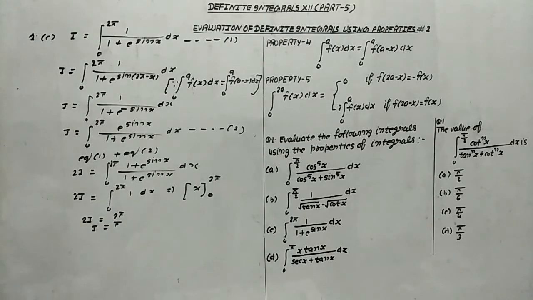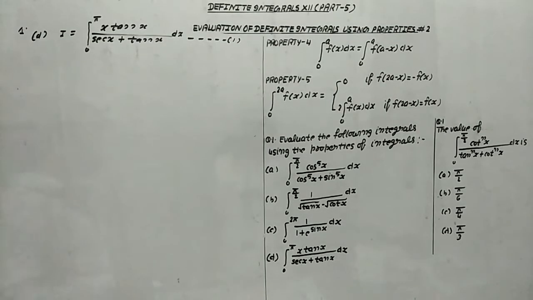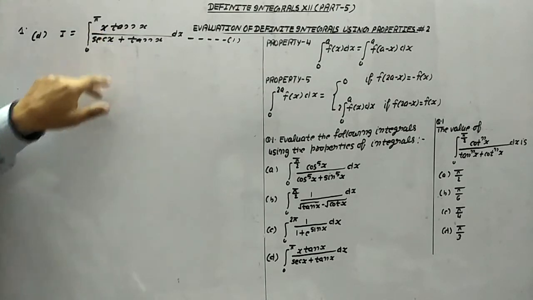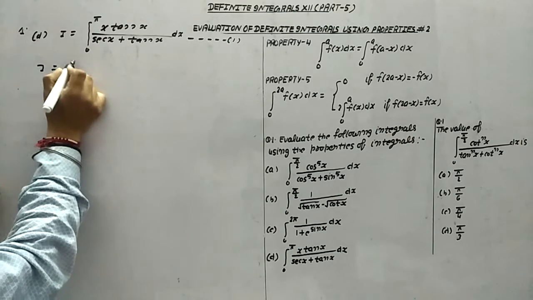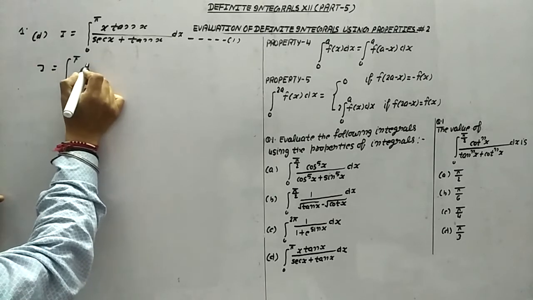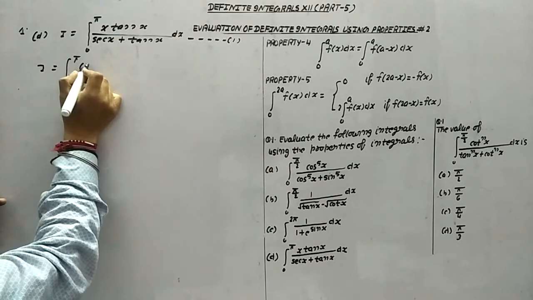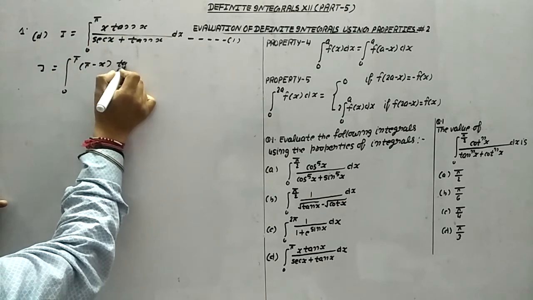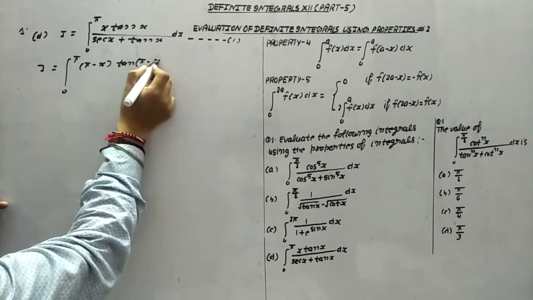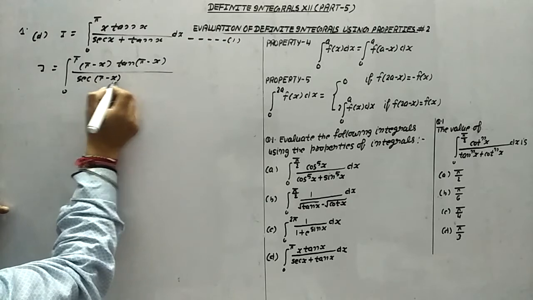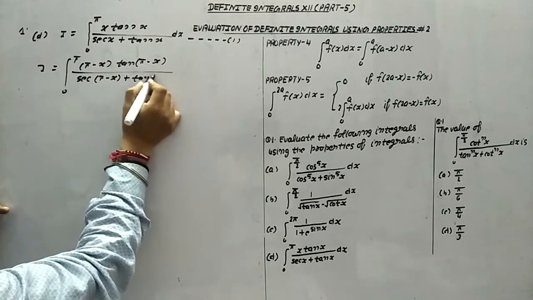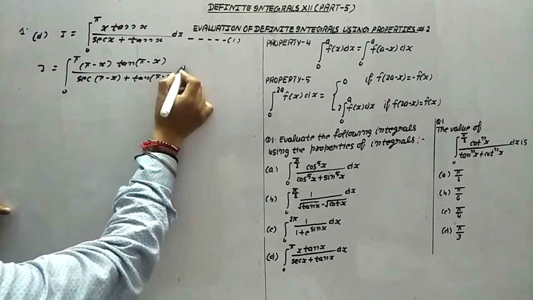Now let's start with the d part. In this fourth part we have I is equal to the integration from 0 to π of x tan x upon sec x plus tan x dx. So first of all we will apply the same property of integration from 0 to π. It means x becomes π minus x: tan(π minus x) upon sec(π minus x) plus tan(π minus x) dx.